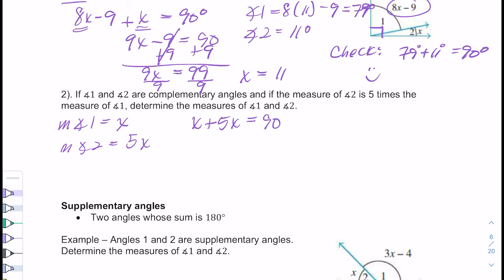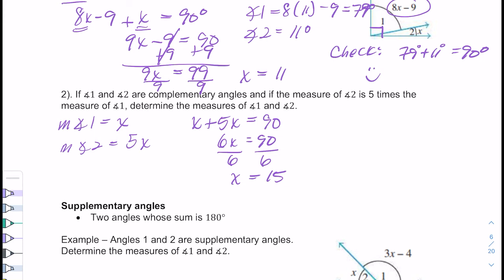And now you're going to solve for x. Since both of the x's are on the same side of the equation, I'm going to combine like terms. x plus 5x is 6x. Now I'm going to divide by 6, and 90 divided by 6 is 15.